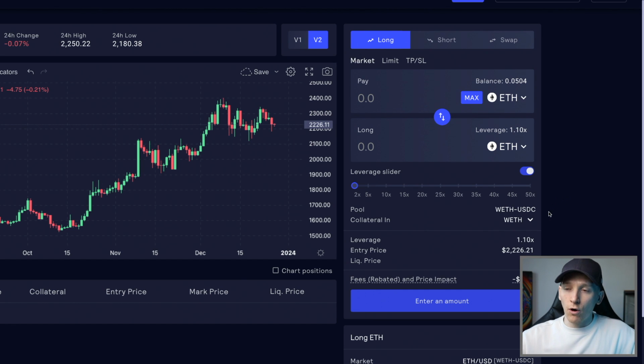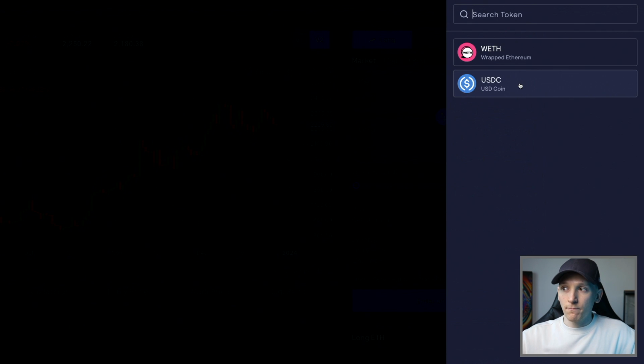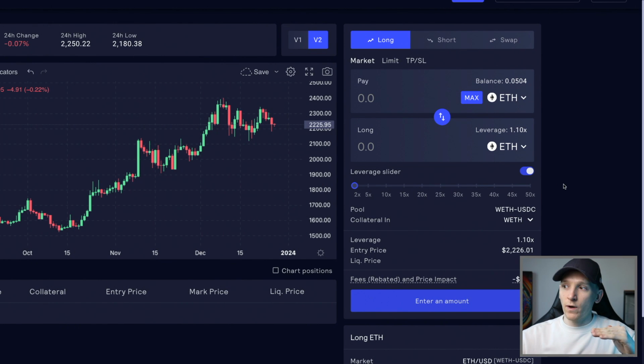So if you want to go long ETH, maybe use the stablecoin. That's going to give you a firm liquidation price where you know that the USD isn't moving around. USDC is just a stable value, and so you know where your liquidation price is, and it's not going to move around with the collateral. So you can do that.